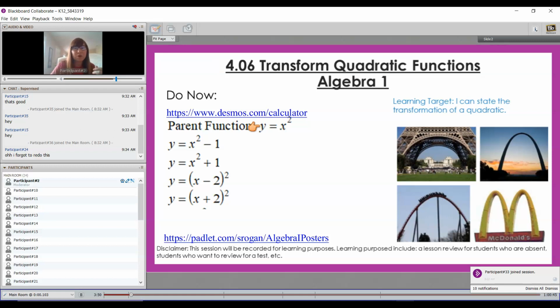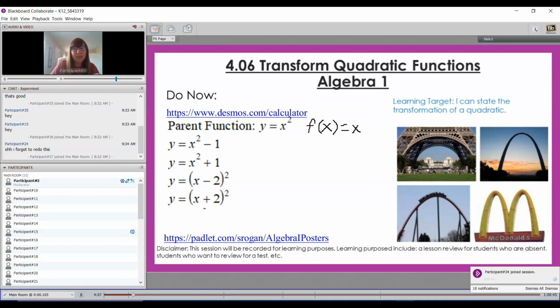So the parent function for quadratics is just y equals x squared. Or maybe sometimes you see it as f of x equals x squared, right? So they could write it either way. We know that it means the same thing. Either way, the f of x or the y is our output, right? And so you'll see it written both ways.